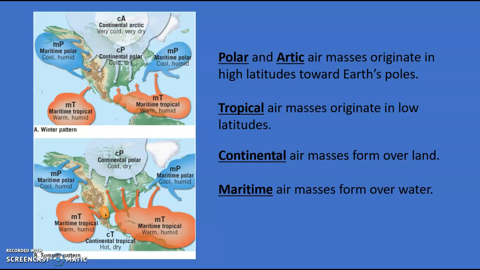There are several different characteristics with the air masses. So as you can see, there's the maritime tropical, it's warm and humid. The maritime polar is cool and humid. So basically, depending on where the air masses fall, determine the characteristics within those air masses.